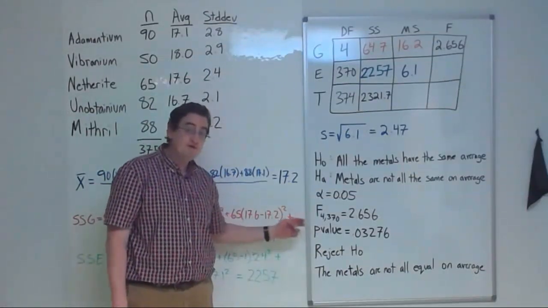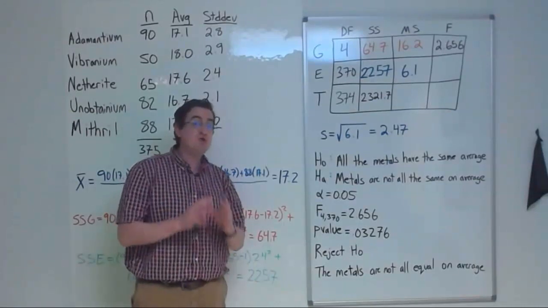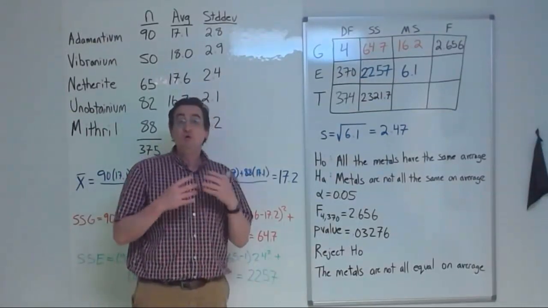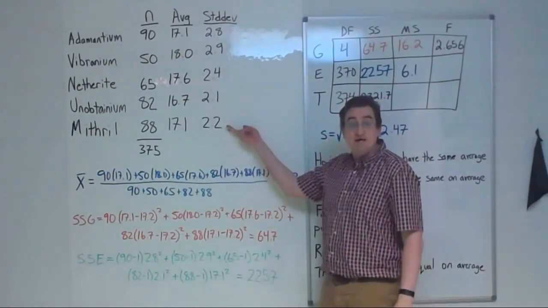A small p-value means we want to reject the null, and that says the metals are not all equal. But who is different? Is it only one of them? Is it multiple? Maybe it's this guy.